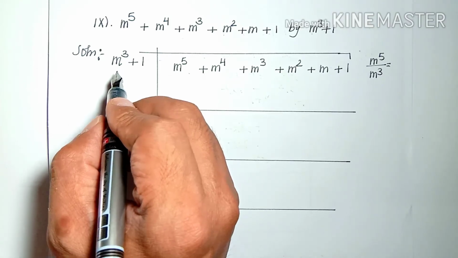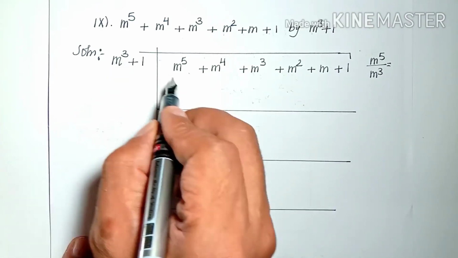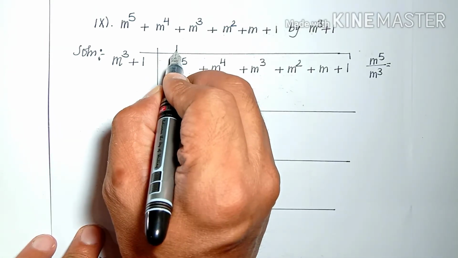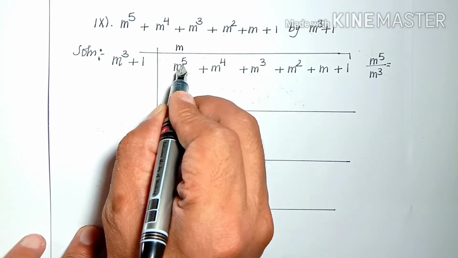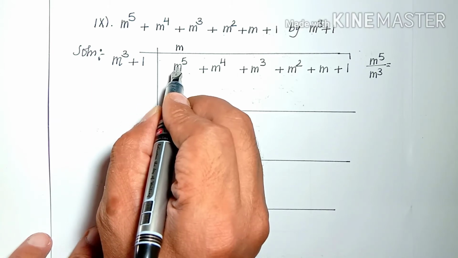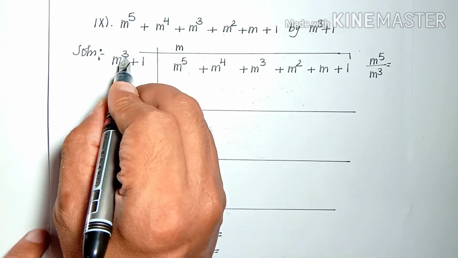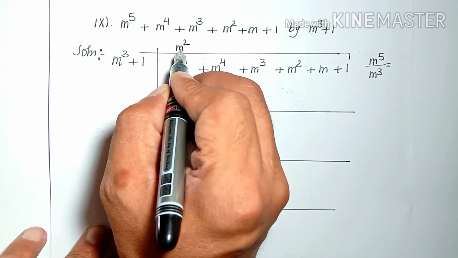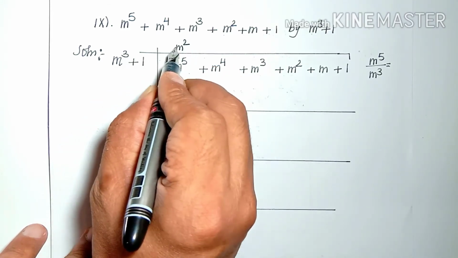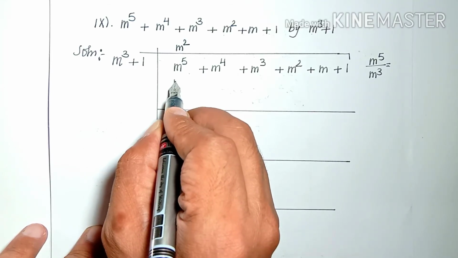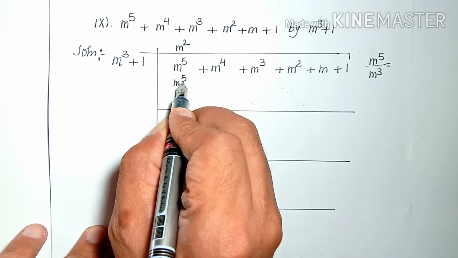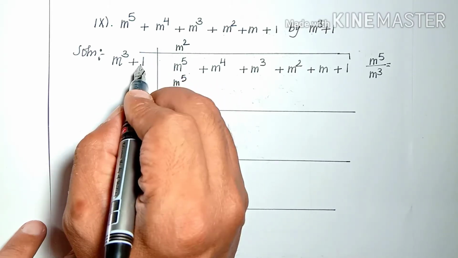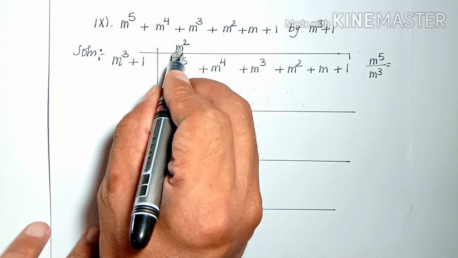Now the first part here I have m cube and here m to the power 5. So how many m do we need to make it equal to m to the power 5? Here 3. So to get here 5 we need 2 more, so m square. If you multiply these two, we get here the same term, that is m to the power 5. Now we can multiply the sign. Plus plus will be plus. 1 into m square will be m square.